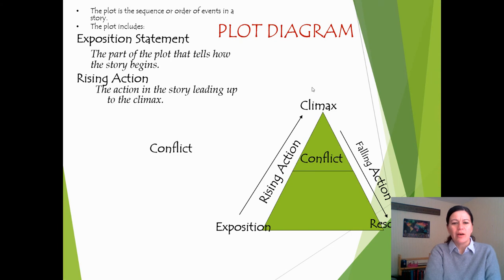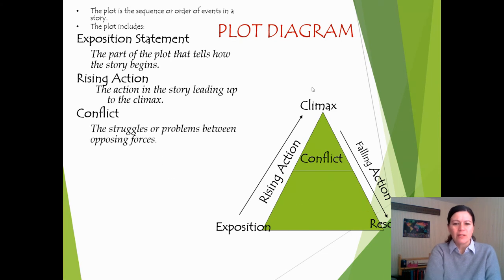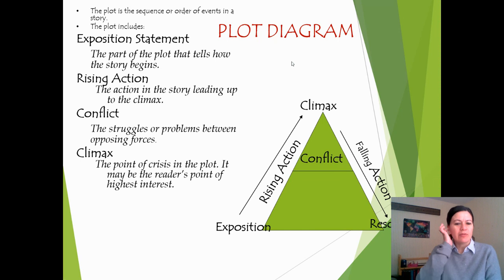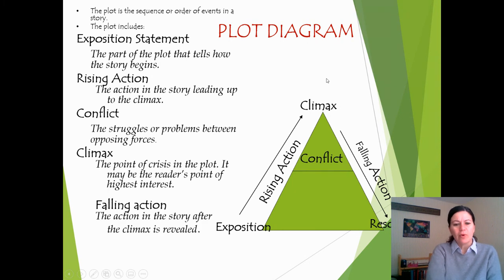Climax is going to be the highest point of interest. Usually, a conflict comes out of it, so the struggles or problems between the two forces. The point of crisis in the plot, it may be the highest point of interest. I think it usually is. Then you have a falling action. That's when the story after the climax is revealed. How is it going to all come together?